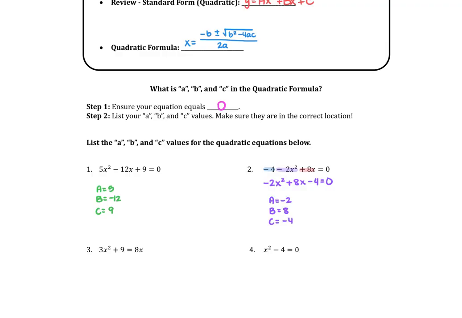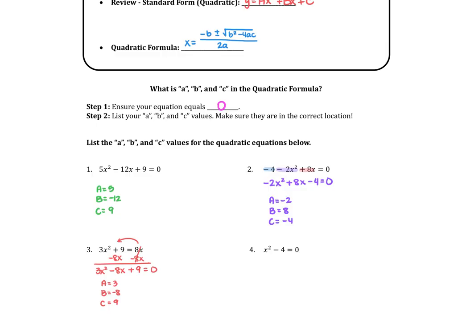All right, number 3. On this one, it is not set equal to 0. So the first thing I have to do is get 8x to the other side. Remember, we do this by the inverse operation. So I'm going to subtract 8x from both sides of my equal sign. That is going to give me 3x squared. I'm going to plug that negative 8x in the middle because that's my b term. It's the one with the single x on it. And my plus 9 in the back. Now I can see it's in my standard form. A is a positive 3, B is a negative 8, and C is a positive 9.